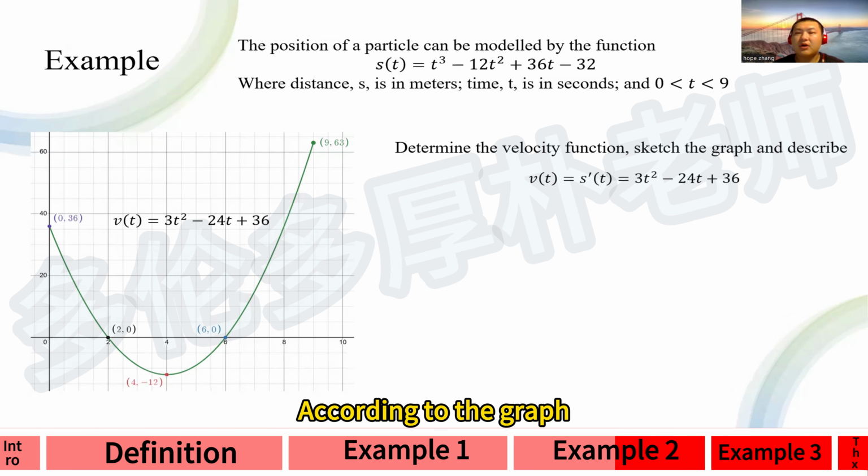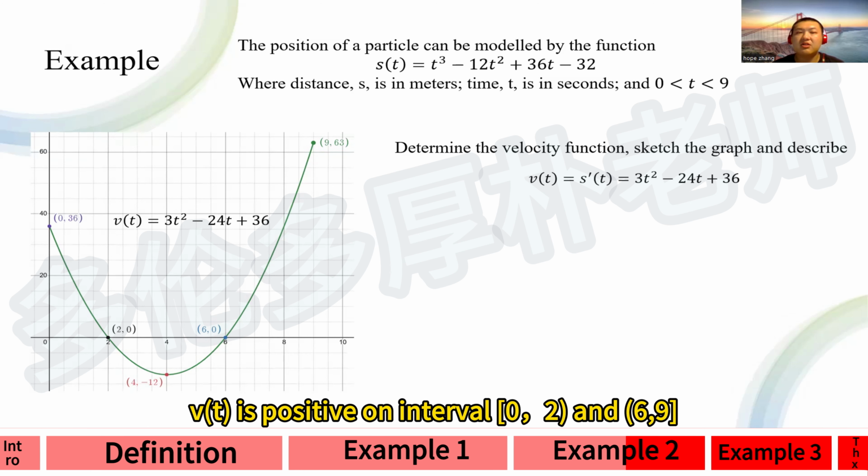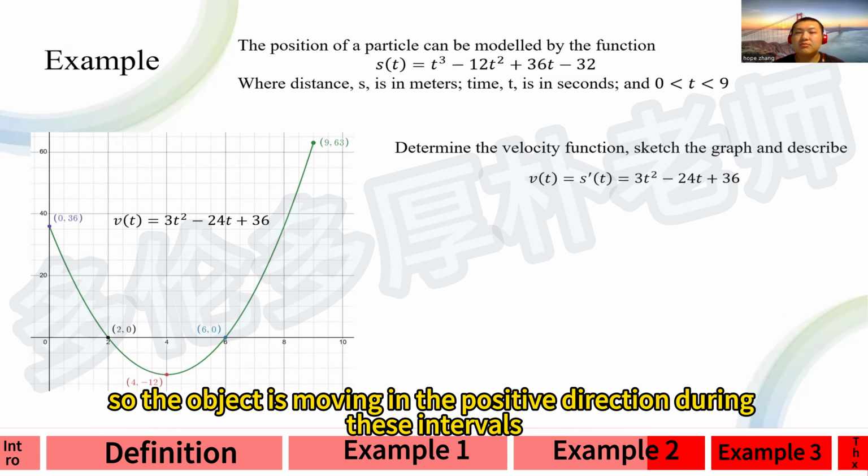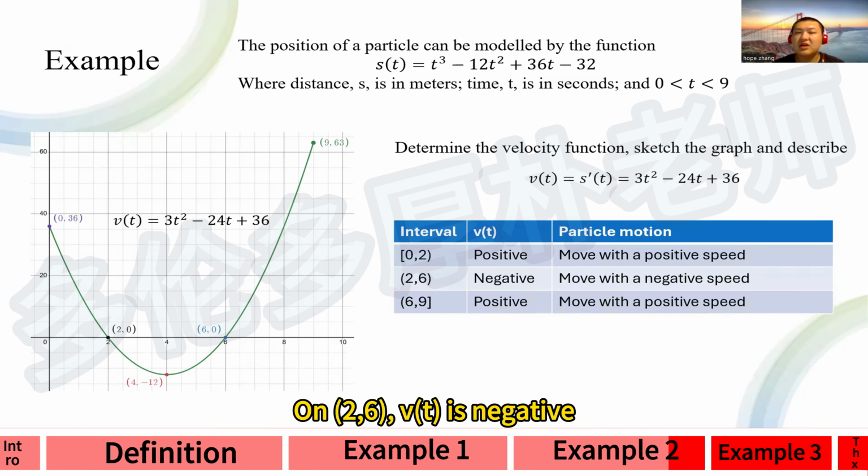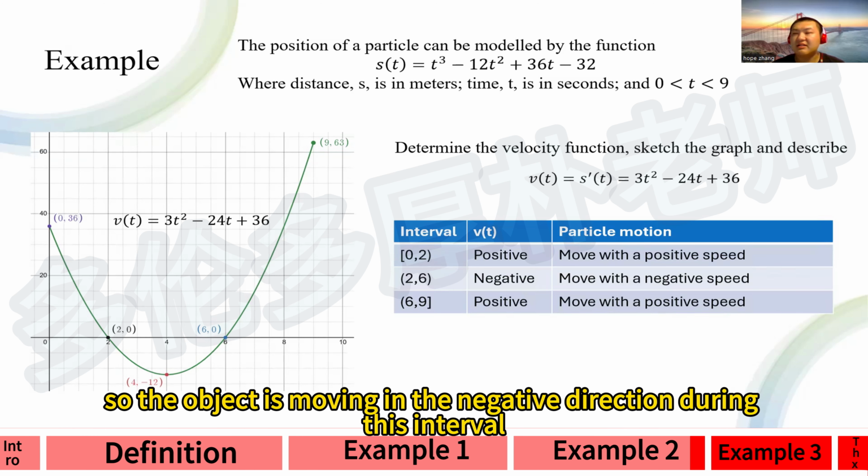According to the graph, v(t) is positive on the intervals 0 to 2 and 6 to 9. So the object is moving in the positive direction during these intervals. On 2 to 6, v(t) is negative. So the object is moving in the negative direction during this interval.